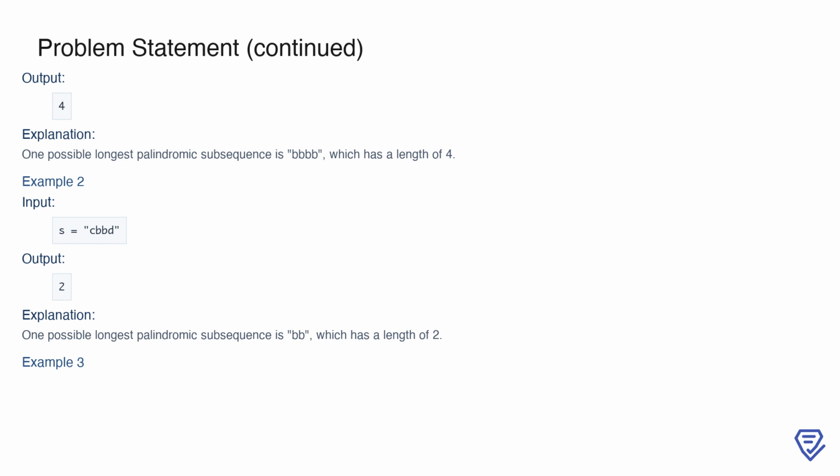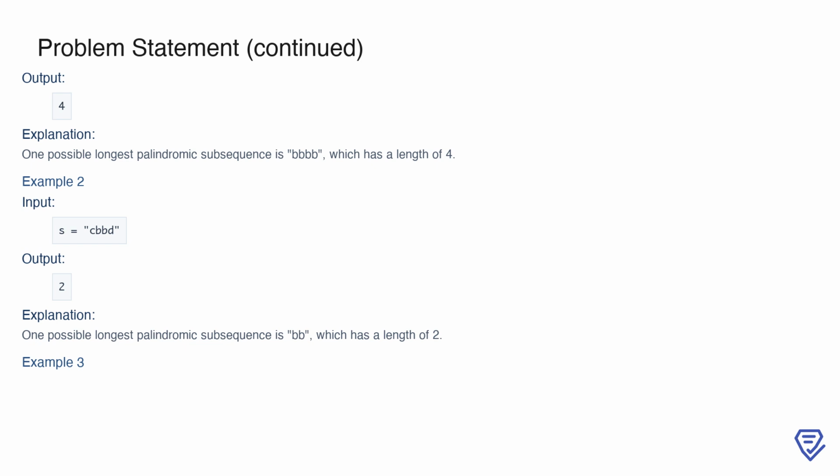In the second example, we have S equals CBBD. Here, the output is 2, as one possible longest palindromic subsequence is BB. While the string contains other characters like C and D, they do not contribute to the palindrome, since order must be preserved. The length of this subsequence is 2, which is the longest possible.